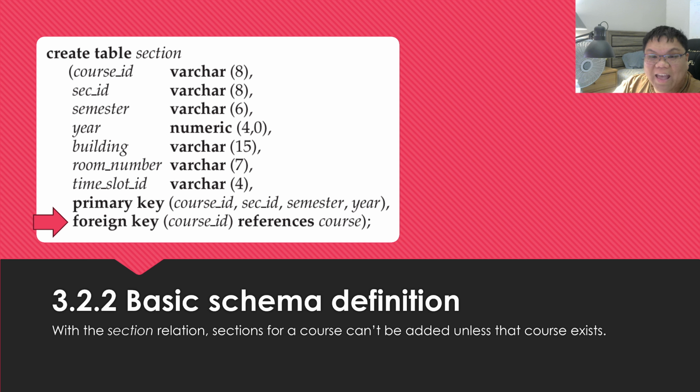Additionally, we cannot add a section for a class called Ethics of Time Travel because there's no course for Ethics of Time Travel. And of course, we can't add that because there's no department in our university that is the time travel department.